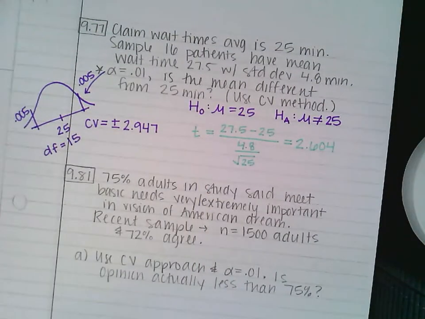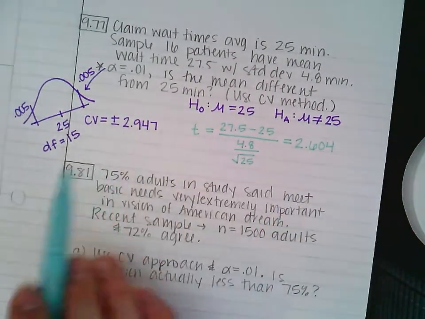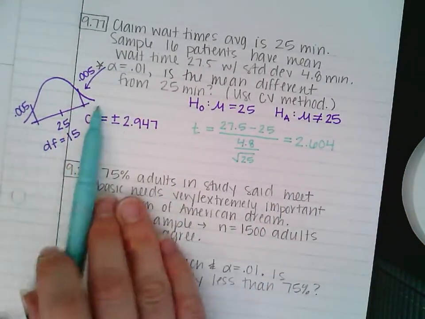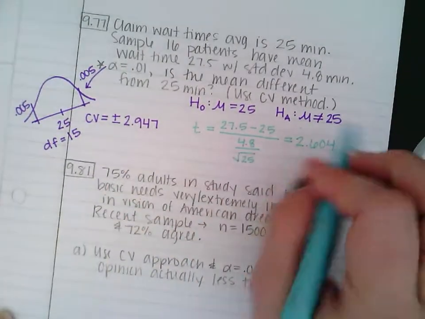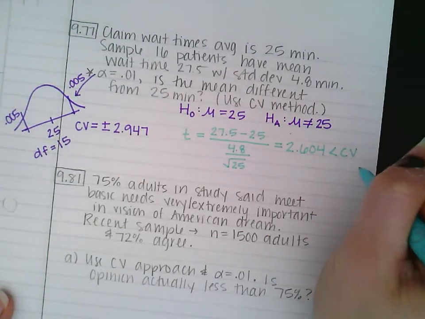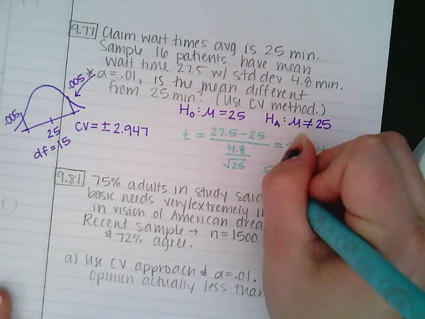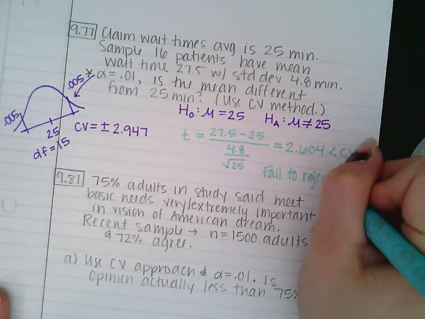Okay, so let's compare that. 2.6 is not in my range here for my critical values. It is not larger than this value here, so I'm going to say this is less than my critical value boundary, and so I'm going to fail to reject.